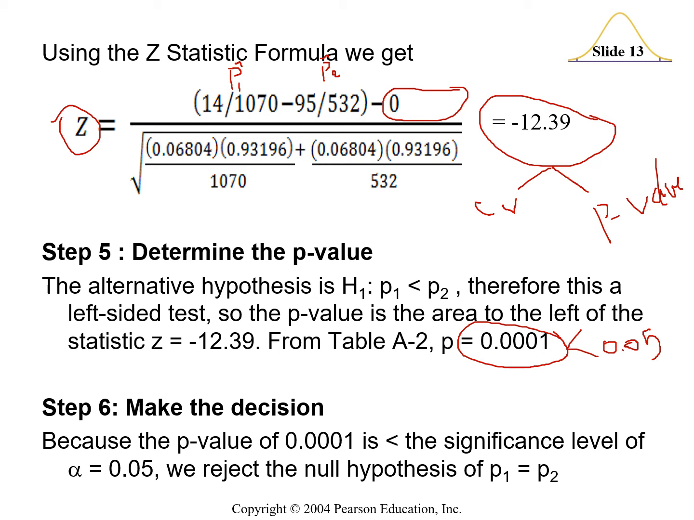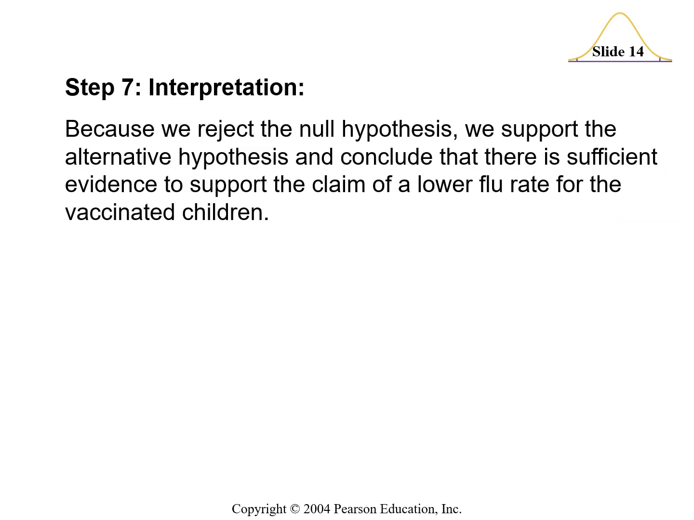Our decision is to reject the null hypothesis, and it implies that we have sufficient evidence to support the researcher's claim. Again, because the P value is less than 0.001, which is less than 0.05, we reject the null hypothesis. So we support the alternative hypothesis and conclude that there is sufficient evidence to support the claim of a lower flu rate for the first population, which is vaccinated children.